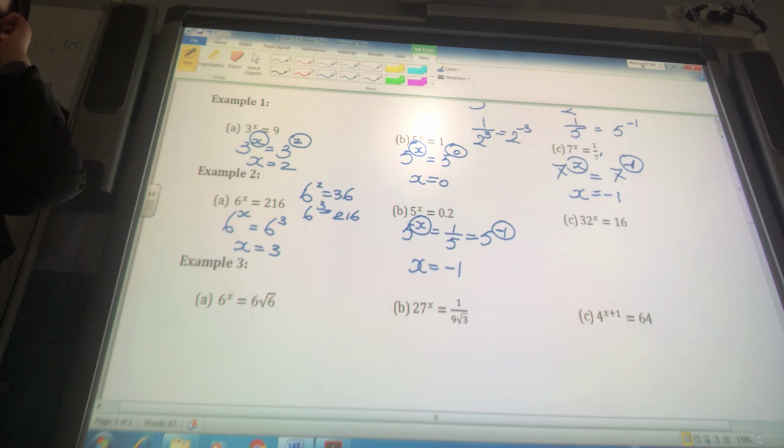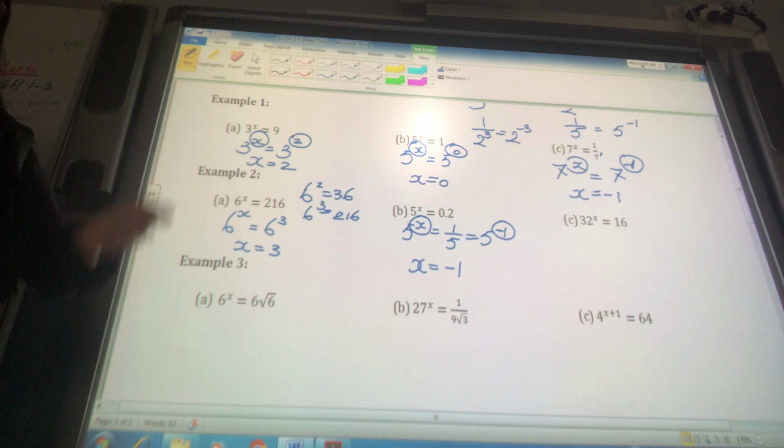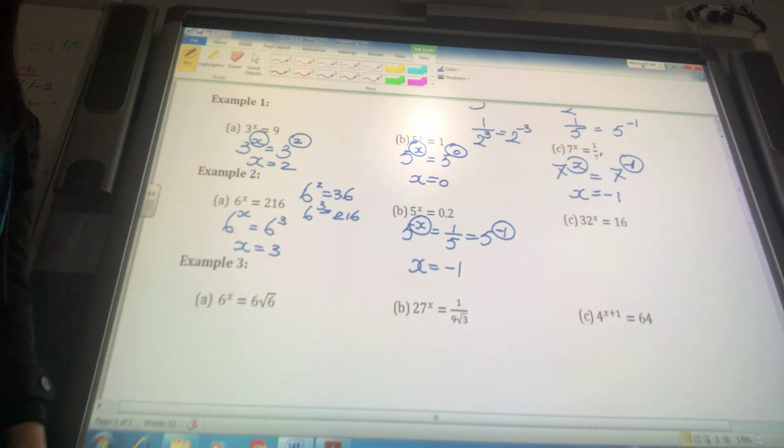You can only square root when you have x squared equals something. Do you have x squared? No, x is a power. So you can't square root both sides. What can you do, Ella? Find the highest common factor.